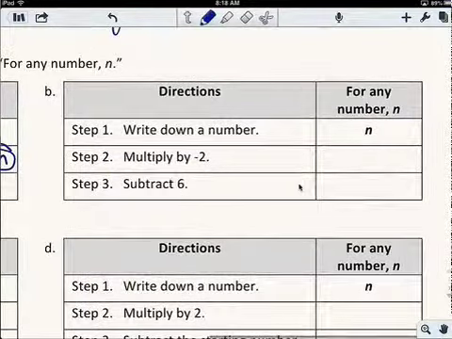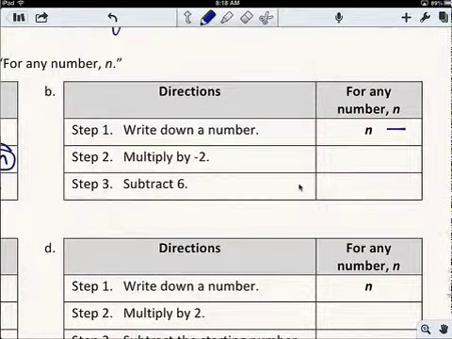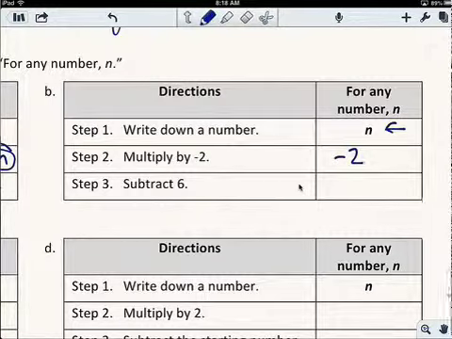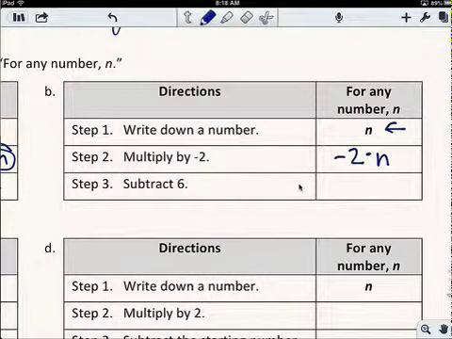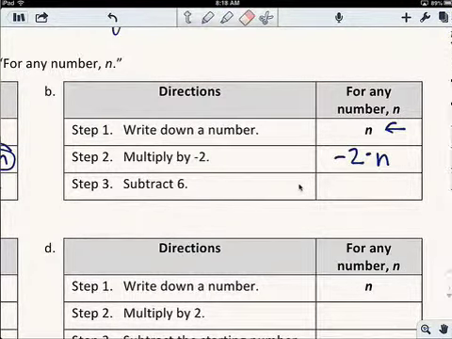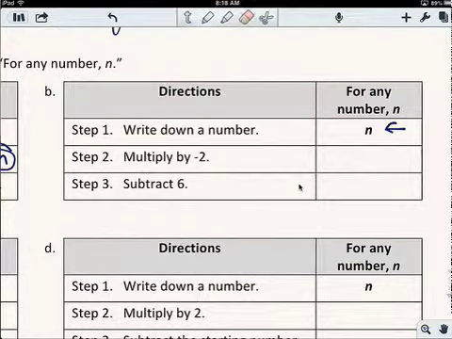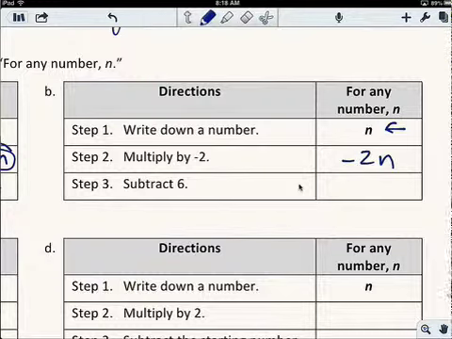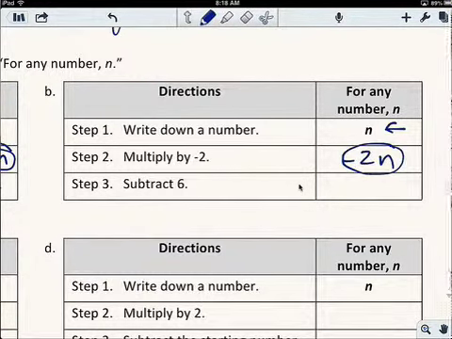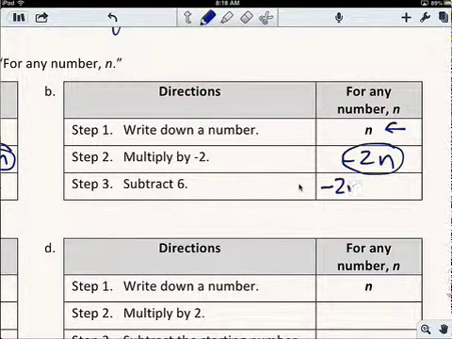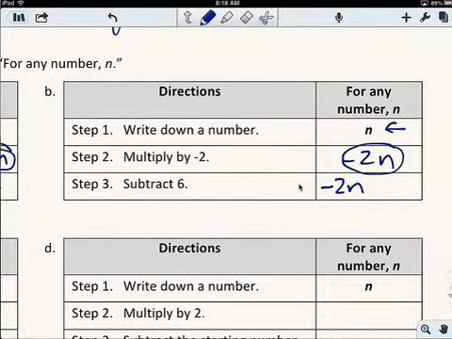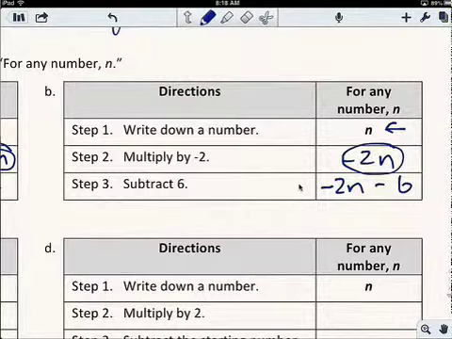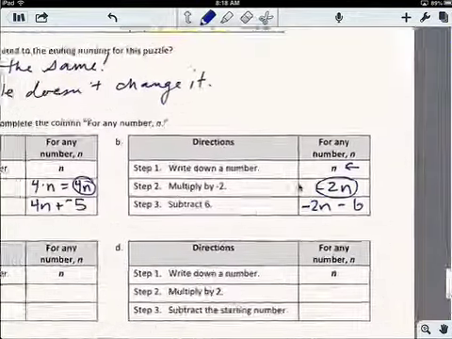Let's look at the next one. B, write down a number. They've got n again. Multiply by -2. So that's -2 times n. Since I'm just dealing with -2 times n, I could just write -2n. Then I'm going to take that and subtract 6. So that should be -6. So -2n minus 6, that's what it looks like.